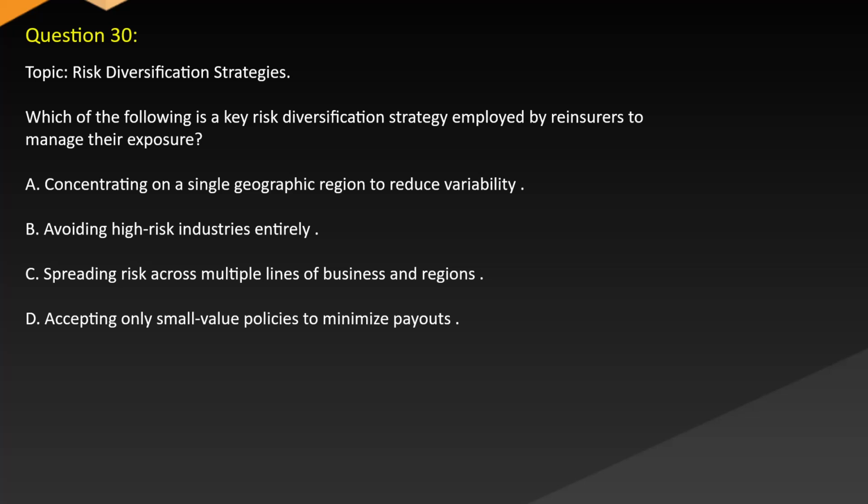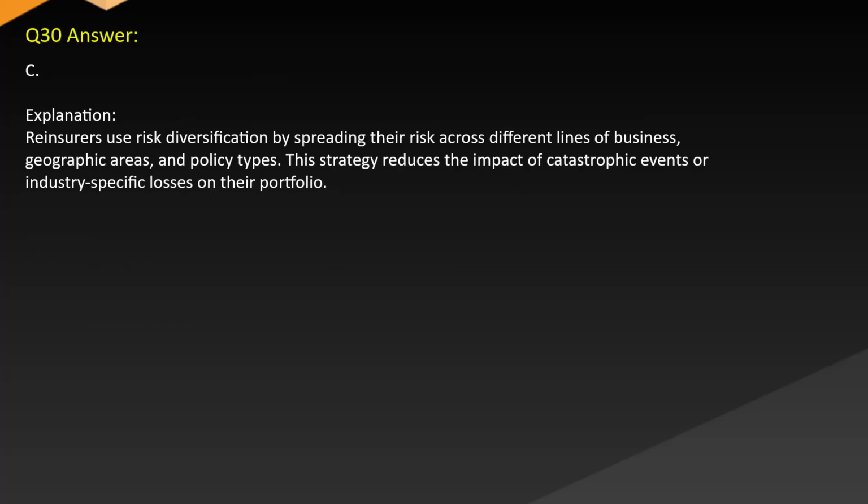A. Concentrating on a single geographic region to reduce variability. B. Avoiding high-risk industries entirely. C. Spreading risk across multiple lines of business and regions. D. Accepting only small value policies to minimize payouts. Answer C. Explanation. Reinsurers use risk diversification by spreading their risk across different lines of business, geographic areas, and policy types. This strategy reduces the impact of catastrophic events or industry-specific losses on their portfolio.